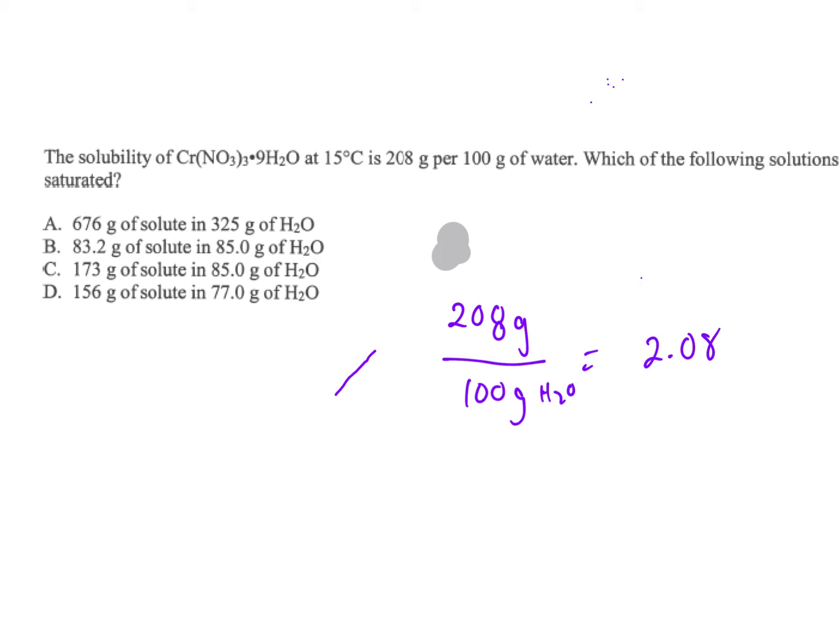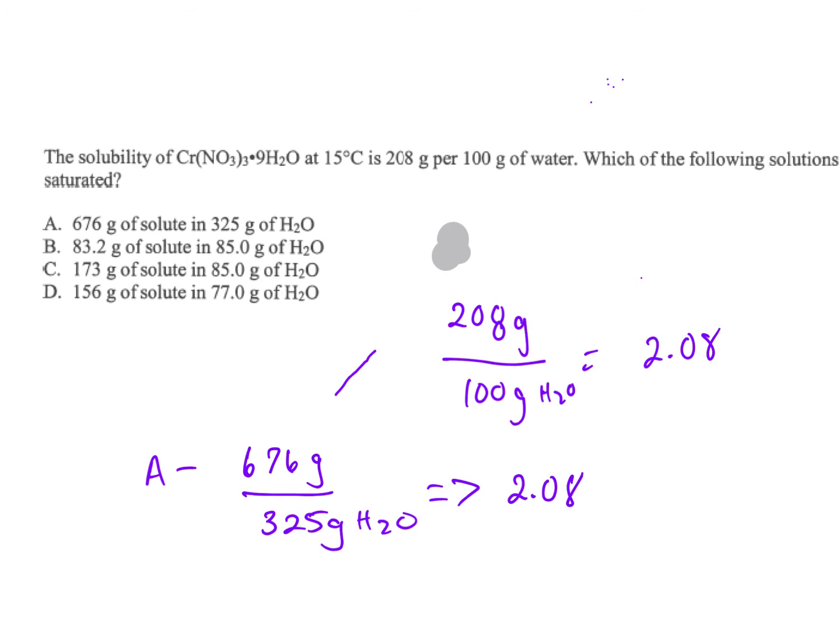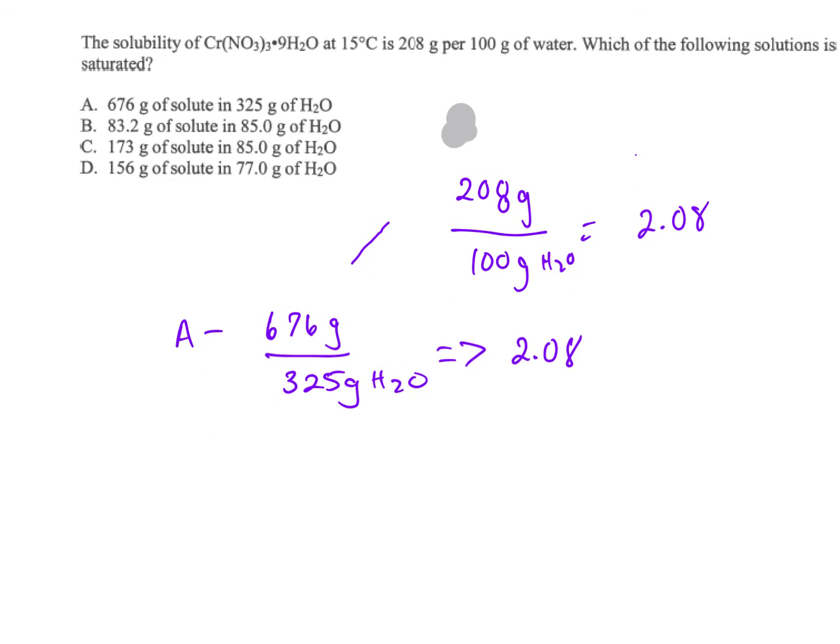So let's look at A. If we divide out 676 grams of the solute and 325 grams of water, what do we get? Yep, 2.08. So right away, we can see that that one's going to be saturated. We can go through and look at the others. I'm not going to divide them all out.